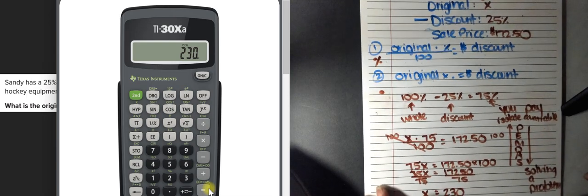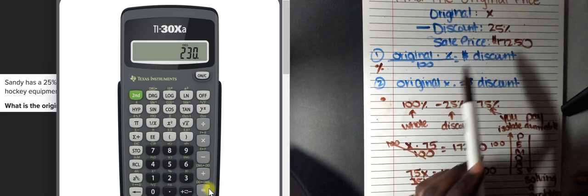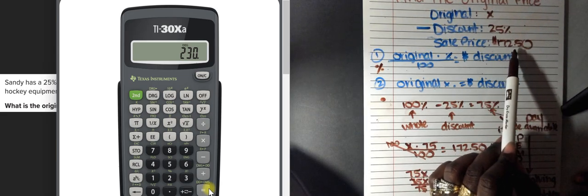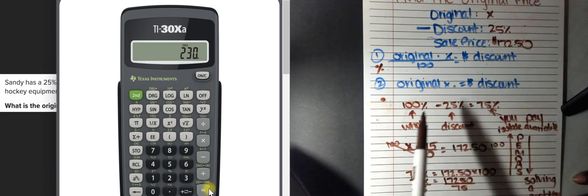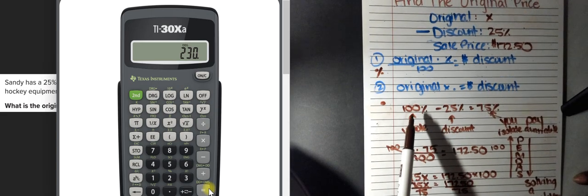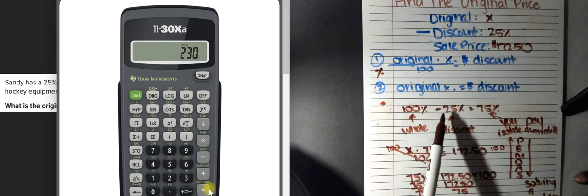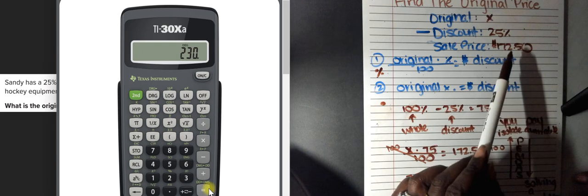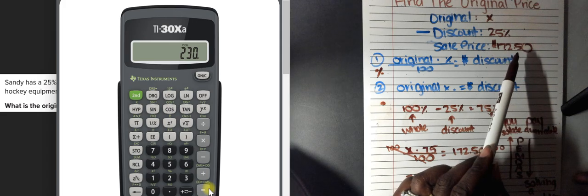Just to recap what we did, instead of trying to find the discount amount, because the discount has already been applied and this is the amount that we paid, we looked at the problem in terms of our original amount, we subtracted out our discount, and we went to find out how much we needed to pay, which represented the $172.50.